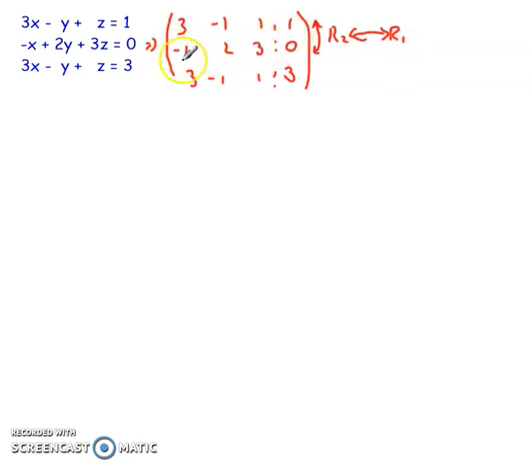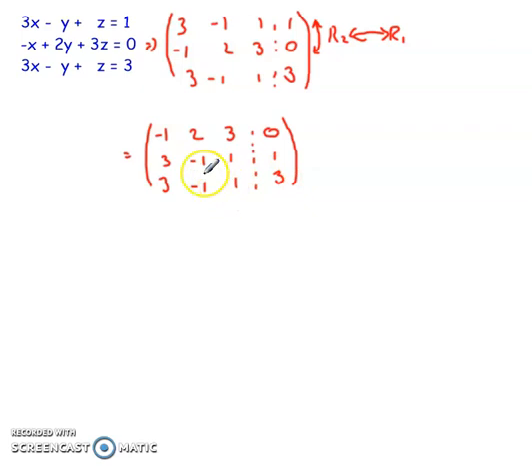The reason being, I'm then going to have a number in the top left which is 1 or negative 1, and then I can use that to scale up or down easily to eliminate the other numbers within this column representing the x. So I'm going to rewrite my system. My augmented matrix is -1, 2, 3, 0; 3, -1, 1, 1; and 3, -1, 1, 3. Now, at this stage, we'd normally do elementary row operations to eliminate some of the values within it.